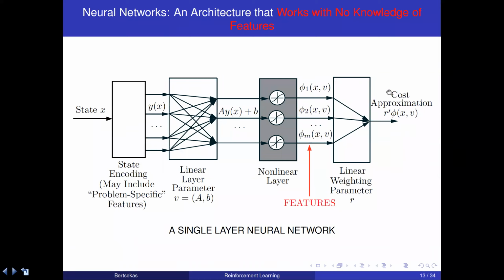So y of x is a vector that encodes the state, right? I guess I don't understand why we would do this linear transformation on y of x before mapping it into a higher dimensional space. Why not just feed y of x directly into the nonlinear layer?